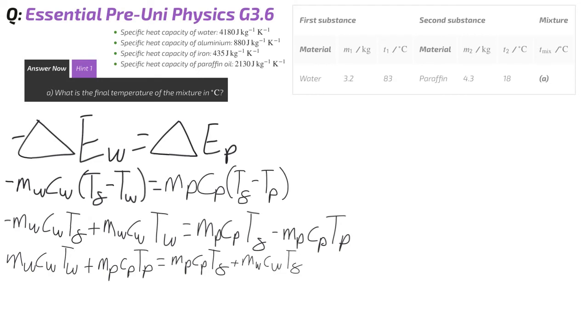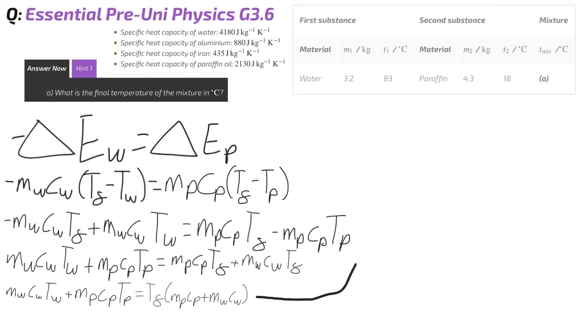This is the tricky part now. What we do is we factorise. On this right hand side I've got a Tf here and a Tf here, so I'm going to factorise Tf out the front and I will get this. The left hand side stays exactly the same, but now factorising Tf from the right hand side, I get Tf, open brackets, Mp Cp plus Mw Cw, close brackets. I can now rearrange to get Tf equals, which we'll do up here.